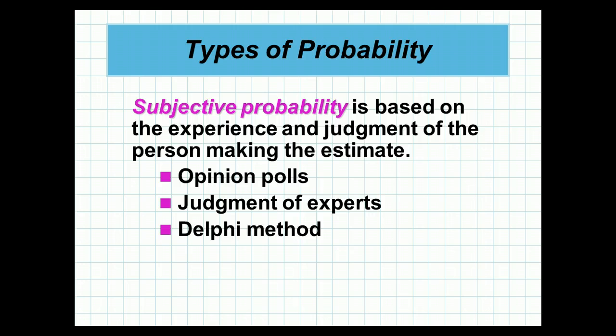Subjective probability is based on the experience and judgment of the person that's making the estimate. So we're talking about opinion polls, judgments of experts, and the Delphi method, which you can read about. So subjective is just as it sounds. It's based on experience and judgment.